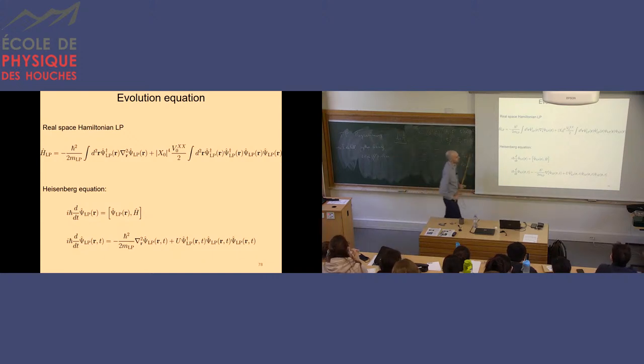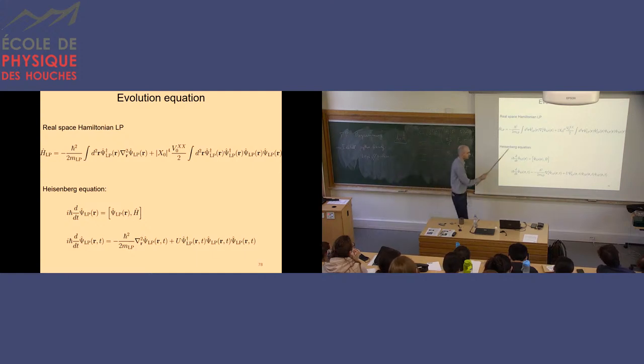I just rewrote the Hamiltonian here. This time, I kept only the Hamiltonian part. I wrote it in real space, because from now on, I would like to work with the field operator for the lower polariton, but in real space. Okay, so I have, again, this kinetic energy term. I have the interaction term. And I want to write an evolution equation for this polariton field.